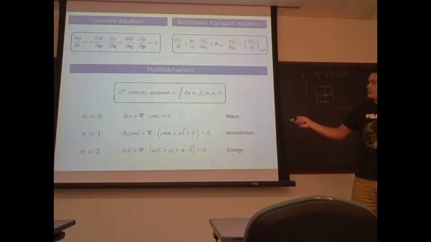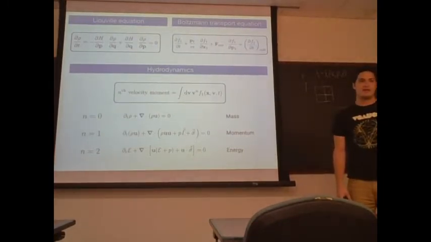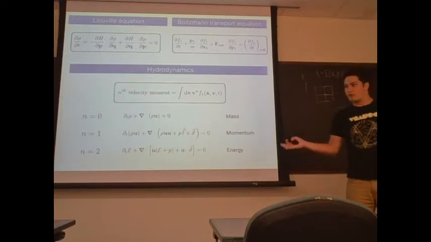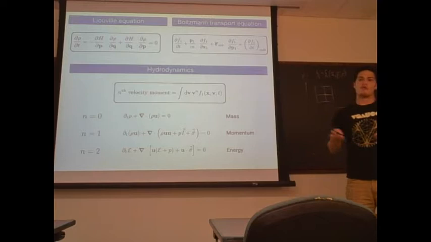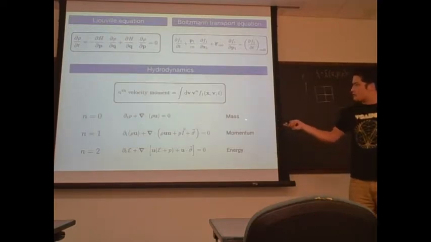And if you want to take the nth moment, then you take the product of v to the n times your single particle distribution function. So if n equals 0, for instance, then we're just integrating over all the velocities in our single particle distribution. And so that means that we can get all the things that are at a given point in space, because we've considered all the different particles, whatever velocity they might have. And so that gives you a continuity equation for mass. And you can do the same for momentum and energy.